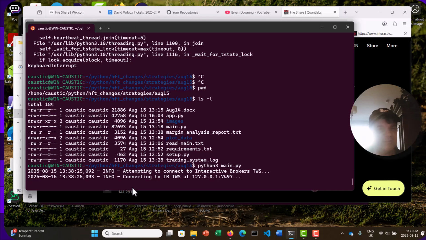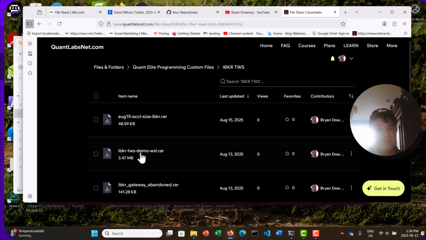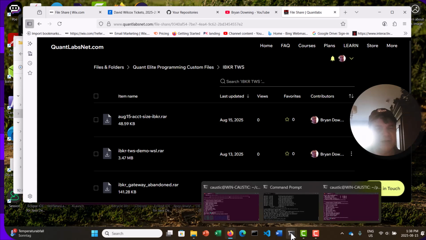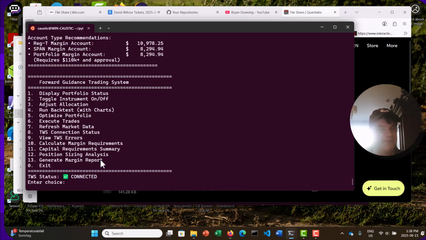So this has basically been converted over. I have a C++ equivalent as well, and this one as well that I put up a few days ago. I've converted that code into Python and added some new features. These features include calculate margin requirements, capital requirement summary, position sizing analysis, and general margin account.